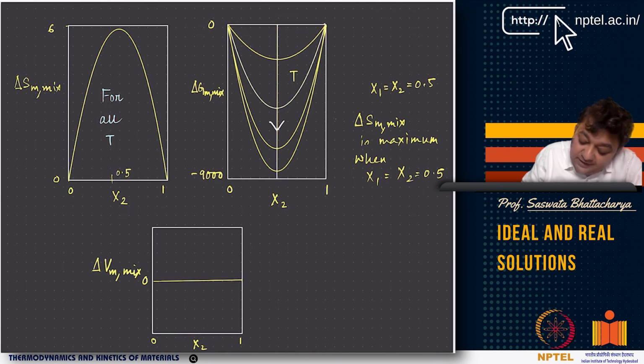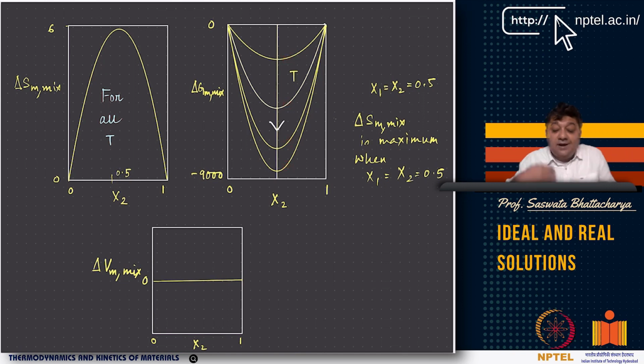And it goes negative as a function of temperature. Temperature increases downward. This is at a lower temperature. This is at an even higher temperature. The higher the temperature, the more negative it is, right?